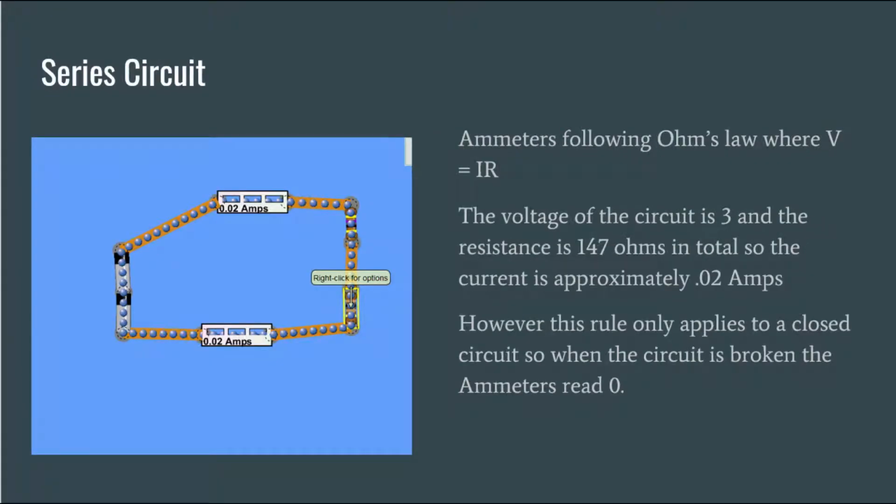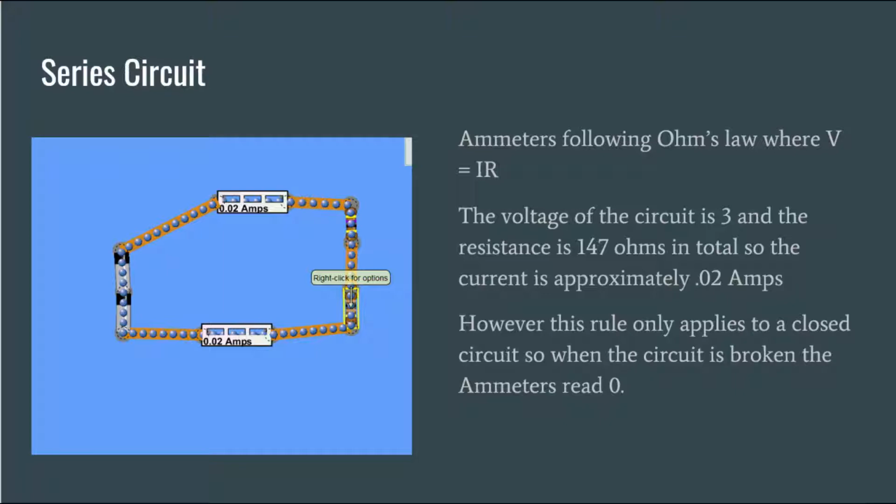For the first circuit, we made a simple series circuit with two resistors of 47 and 100 ohms respectively. And here we can find, using an ammeter, that the current through the circuit is 0.02 amps, which follows Ohm's law and the node rule, where you find the voltage divided by the resistance is equal to the current, or there are other ways to rearrange that equation.